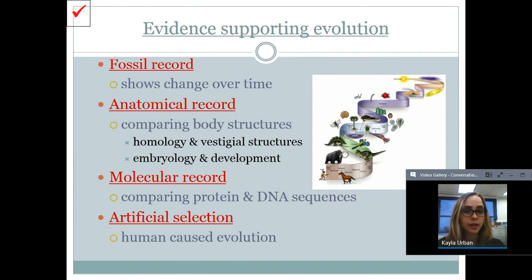Embryology is the study of embryos or fertilized eggs and fetuses as they develop. The molecular record would be comparing proteins and DNA sequences. And then we can also see artificial selection, which is human-caused evolution. When you think of artificial selection, the most well-known example would be dogs.